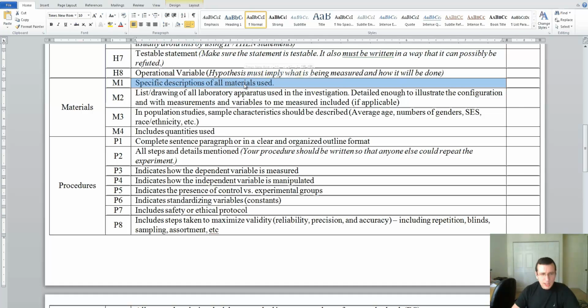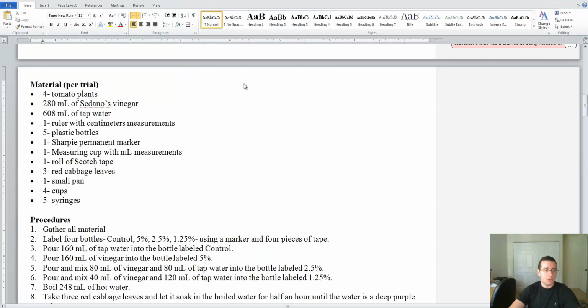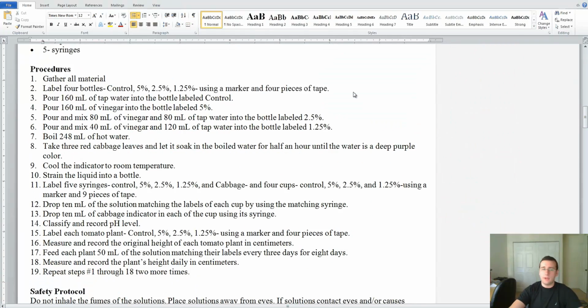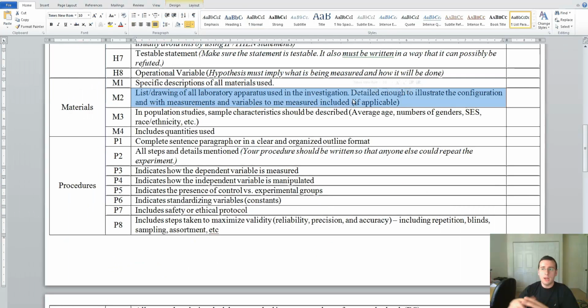Now, list or drawing of all laboratory apparatus used in the investigation. I don't see that here either. I do not see any indication of the apparatus that she used. And so she would have lost that point as well for not including some sort of description or picture that showed the apparatus that she had to set up to do what she had to do. She didn't do a population study, so the M3 does not apply. And she did list all the quantities used, so she should get that materials point.